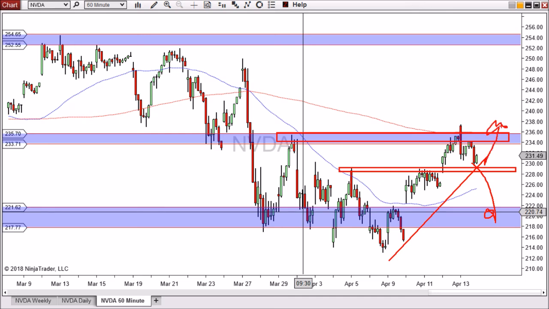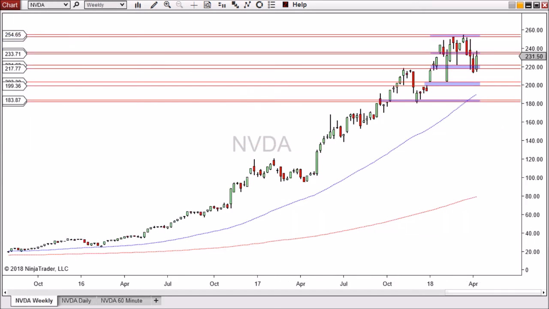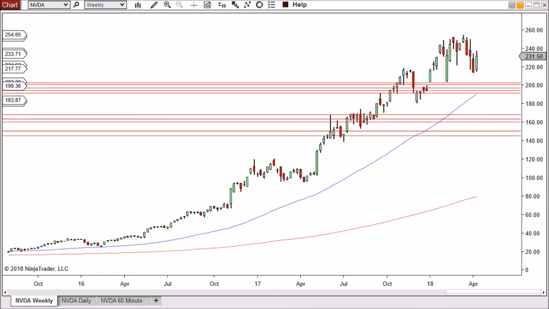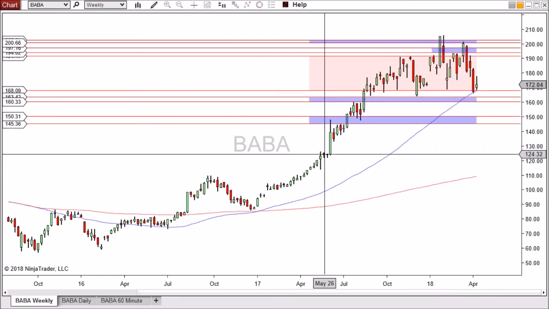And if we could break above this zone, then we're basically looking for this thing to come up and possibly test this 254, 255 area. Right? And the next one is Alibaba. So let's take a look at Alibaba on the weekly. It's kind of interesting, right?